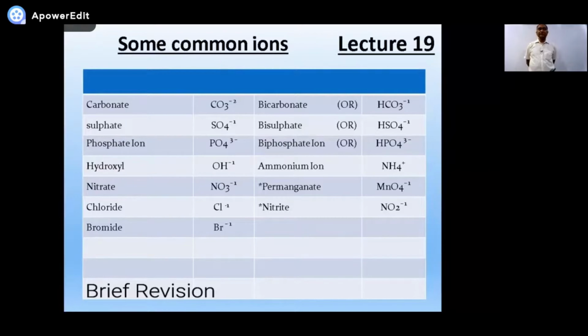So what are the various ions and radicals? Common ion radicals: carbonates, bicarbonates, phosphate, Cl minus chloride, Br minus bromide, and so on. We'll start the board work.